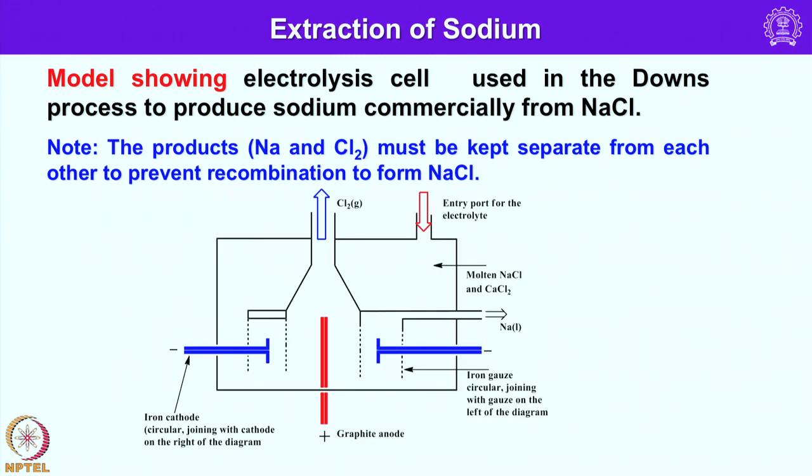This is the cell, and you can see here we have this iron cathode, and a separate chamber is there, and then a graphite anode is there, and the chlorine that is liberated here goes off, well separated. And then here, this is the place where electrolyte is added, okay. That means molten sodium chloride and calcium chloride will be there. And then here, this is the way out for sodium, to take out sodium. This essentially keeps things in such a way that there is no recombination of sodium and chlorine.